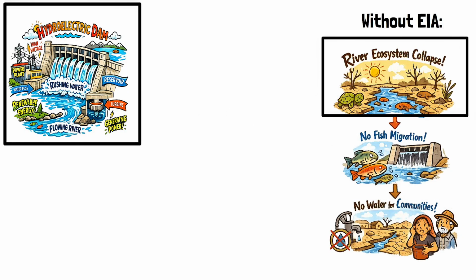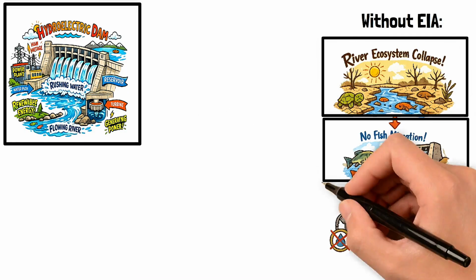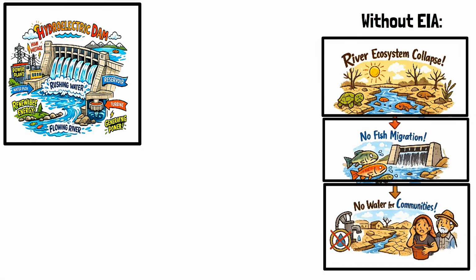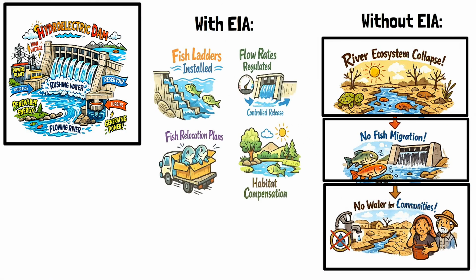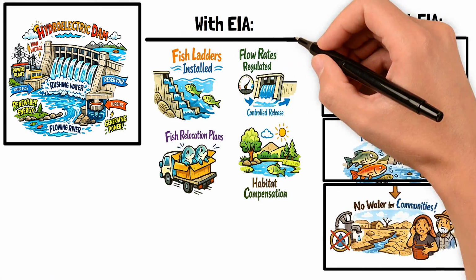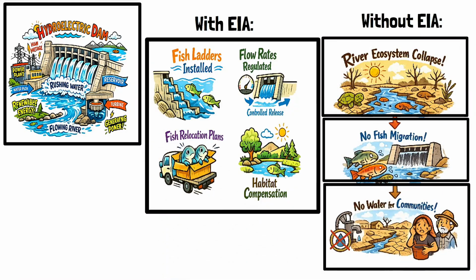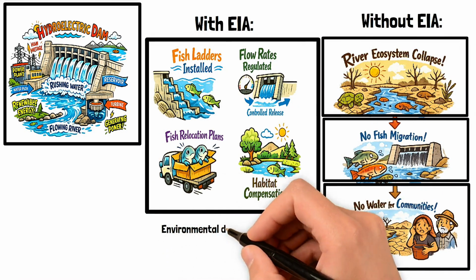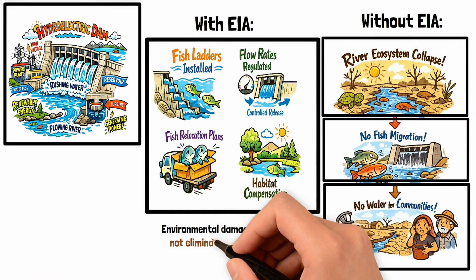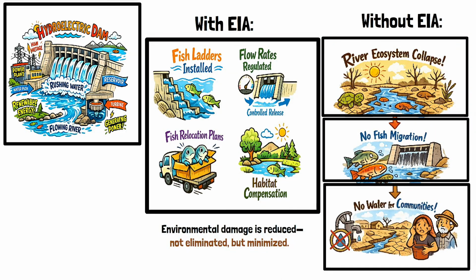Now another example, a hydroelectric dam. Without EIA, river ecosystems collapse, fish migration stops, communities downstream lose water access. With EIA, fish ladders are installed, flow rates are regulated, compensation and relocation plans are developed. Environmental damage is reduced, not eliminated, but minimized.